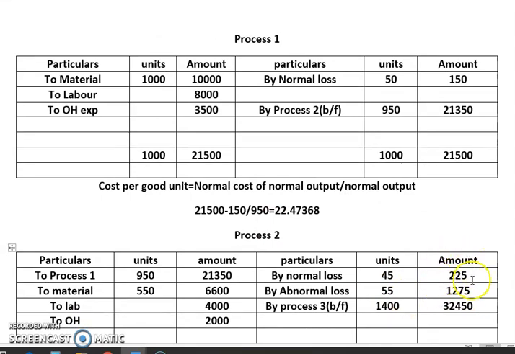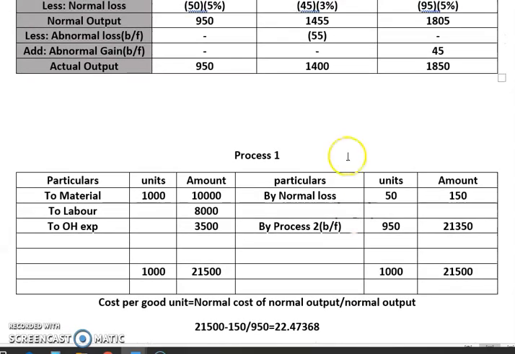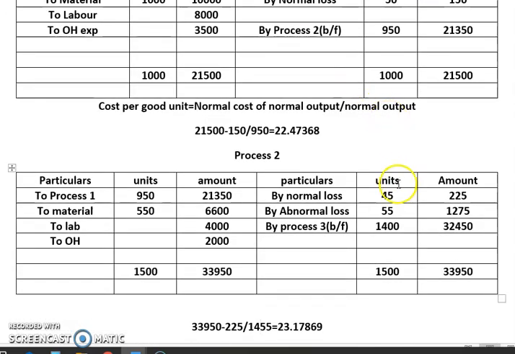45 into 5 gives me 225. Then my abnormal loss is 55 units. I got it again from my working note number 1, and my actual output is 1400. So I'm just taking my abnormal loss and my output of process 2 here, and also again I need to find out cost per good unit. I already told you the cost per good unit need to be found out after every process account.